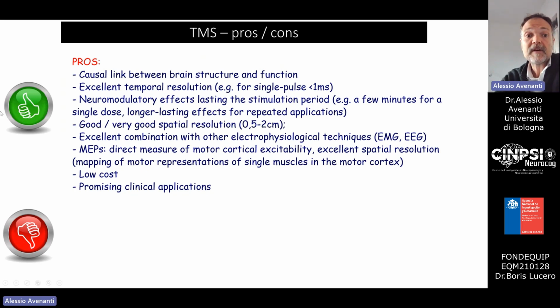So TMS can have an excellent temporal resolution. For example, a single pulse stimulation can induce effects that last for a fraction of a millisecond, maybe creating some spreading lasting for a few milliseconds, but really you can reach very high temporal resolution in testing the functionality of a given brain area over time.